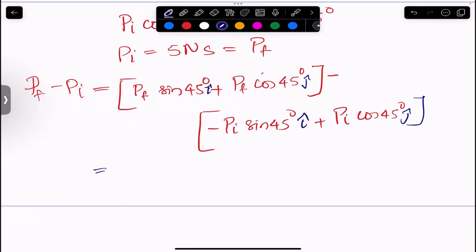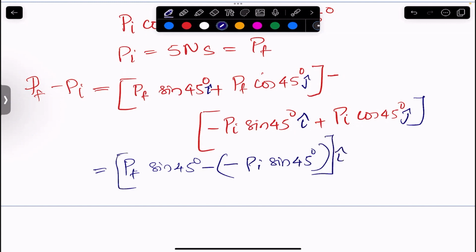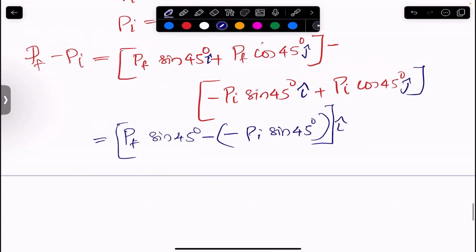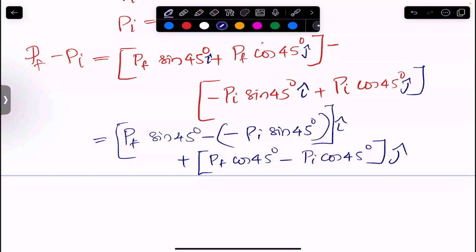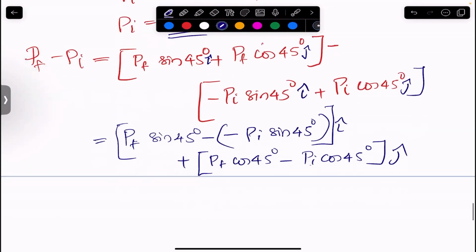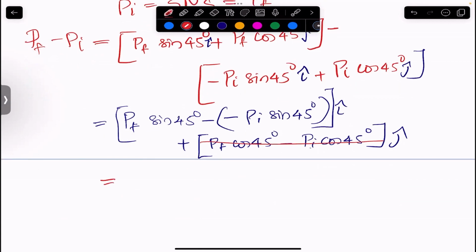Now we can see Pf sin 45 degree minus of minus Pi sin 45 degree comes in the horizontal direction, and in the vertical direction it is Pf cos 45 degree minus Pi cos 45 degree j cap. Pf and Pi are equal to 5 Newton second, as we have found here. So this will become 0, this will cancel out, and what remains is Pf sin 45 plus Pi sin 45 i cap plus 0 j cap.